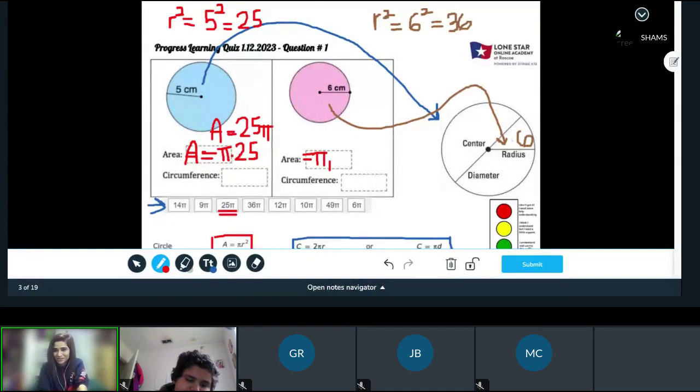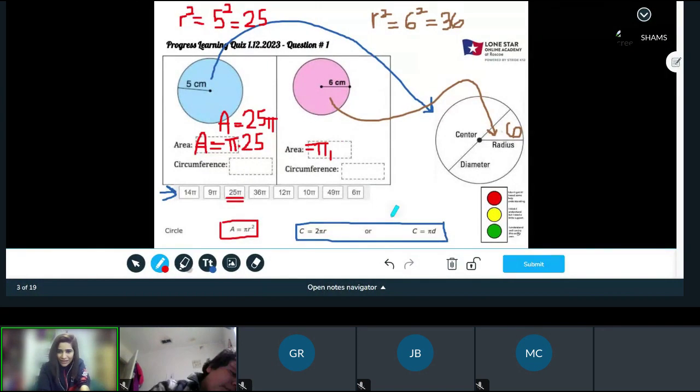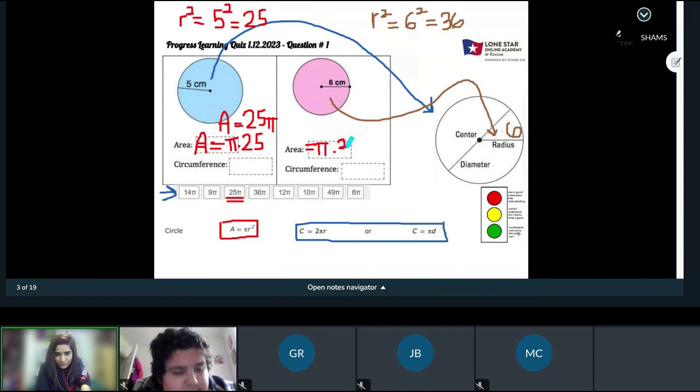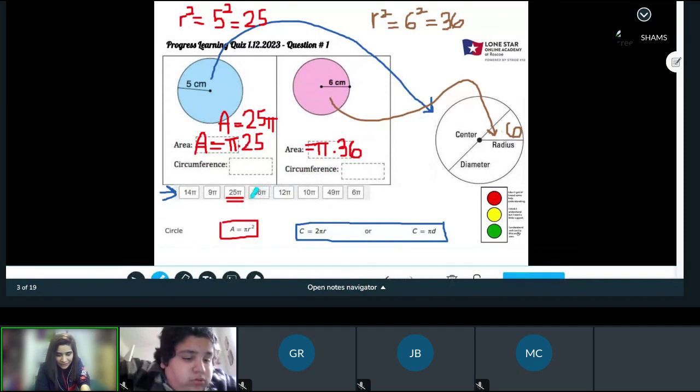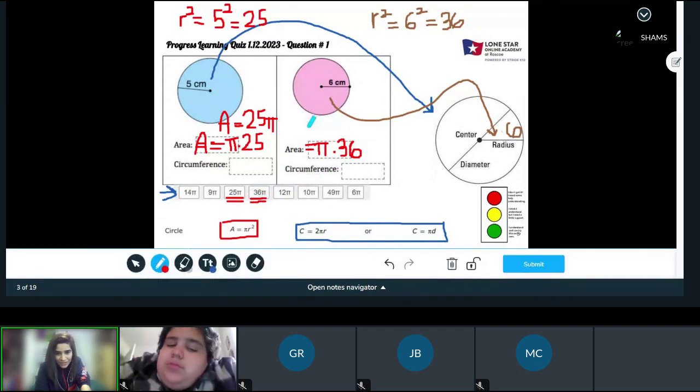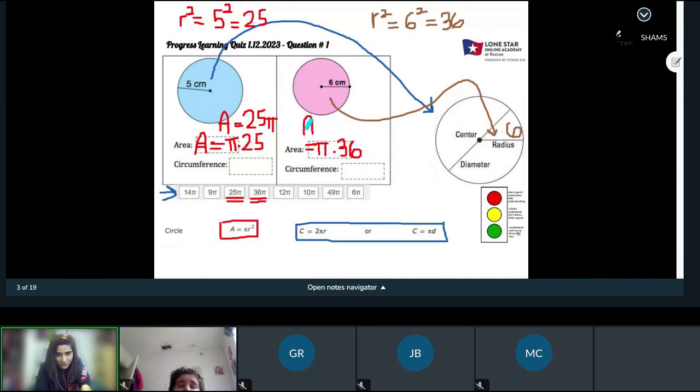Removing my share screen. So I will do pi times r squared. R squared at the top in brown, 36. When you solve for it and you simplify it, you get an answer that is 36 pi. Therefore, the area of the pink circle is 36 pi.